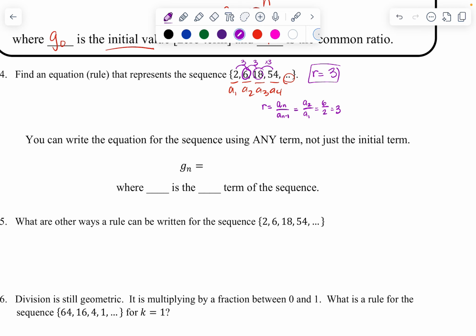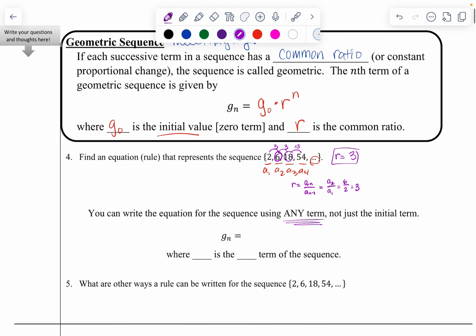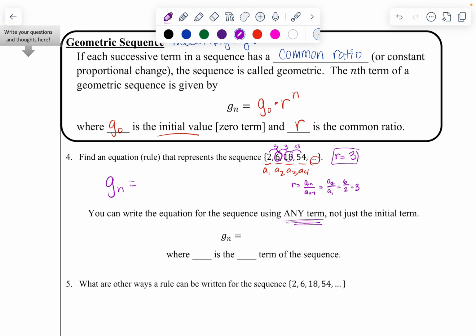Okay, so now that we know that the common ratio is positive 3, let's go ahead and write the equation for any term, not just the initial term. So before we do that, let's use this one here. We know g sub n, or the nth term, equals the initial term. Remember, how do we find g naught? Well, I'm going to take the first term and divide it by that common ratio.